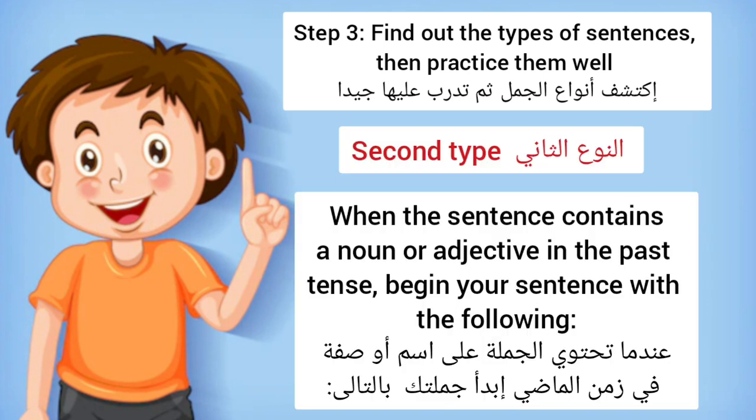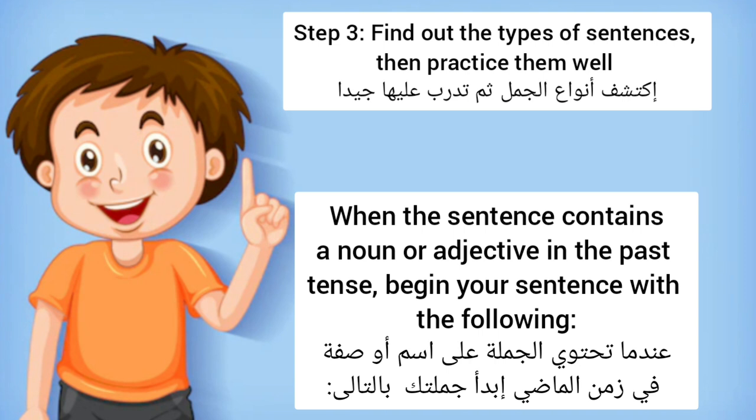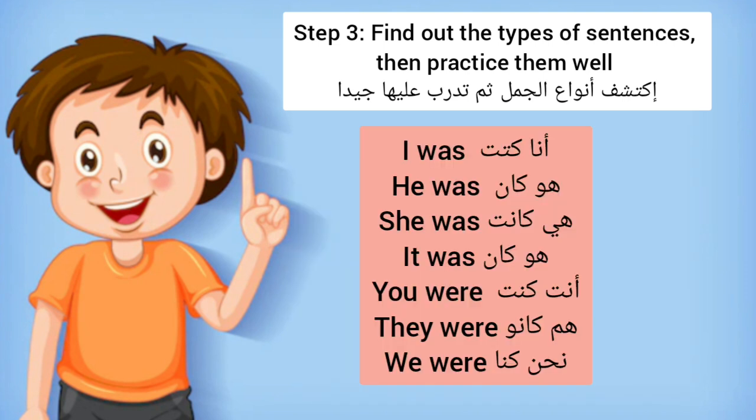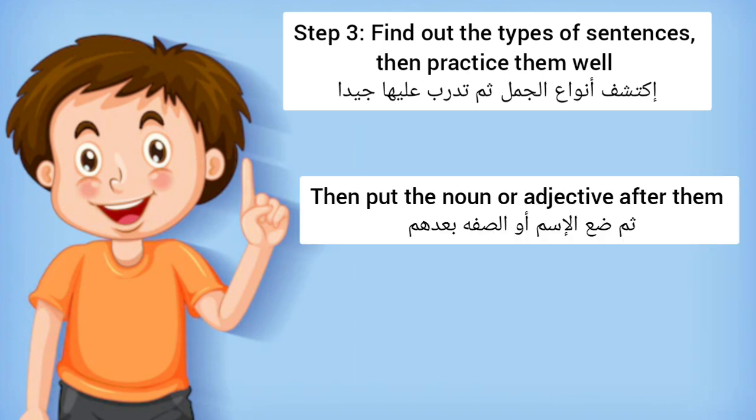Second type. When the sentence contains a noun or adjective in the past tense, begin your sentence with the following. I was, he was, she was, it was, you were, they were, we were. Then put the noun or adjective after them.